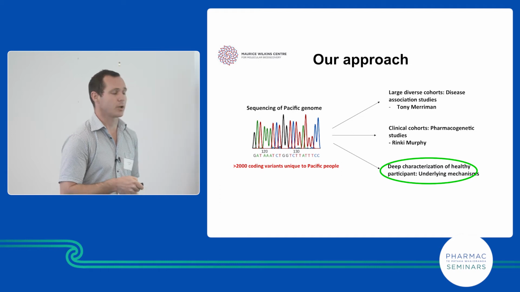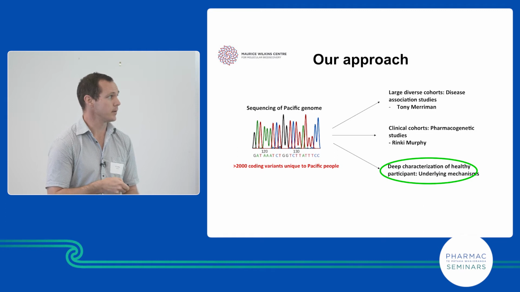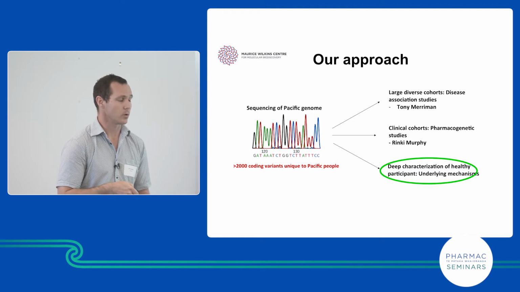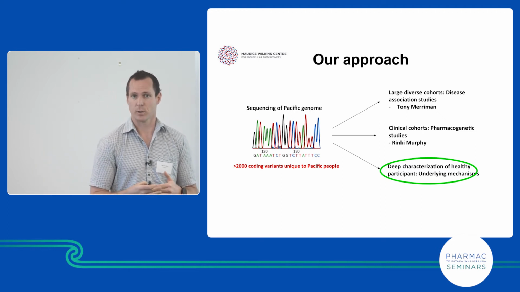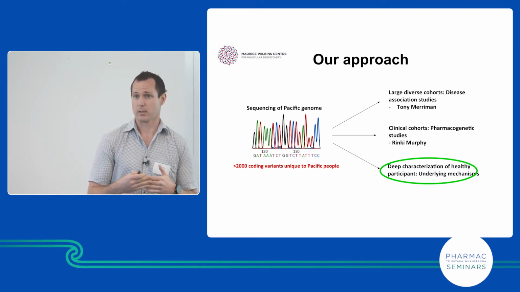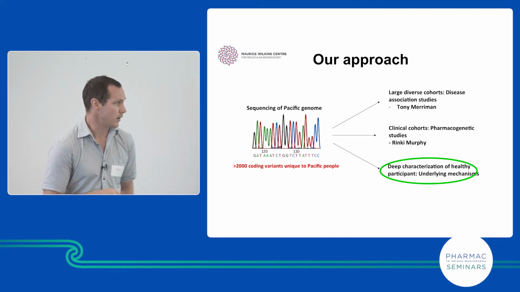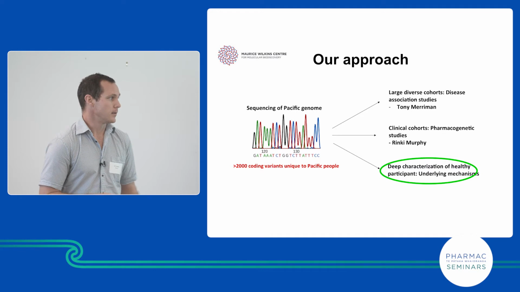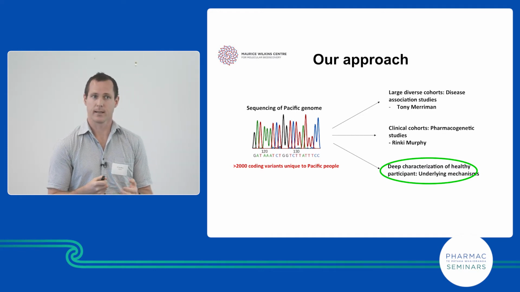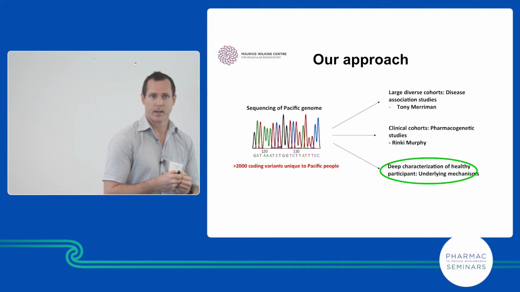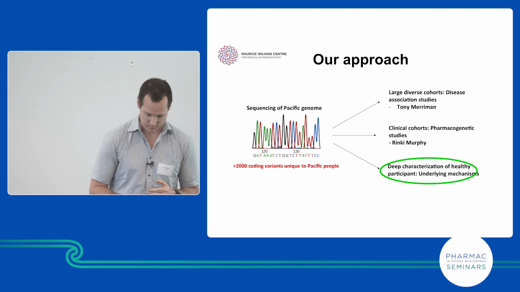So this is a large cohort where we're looking at associations between these variants and disease risk with Tony. Rinki, who already spoke today, is looking at more clinical populations where we can intervene to look at the relationship between drugs and treatment options and disease outcome. And what I'm going to spend the next 5 to 10 minutes talking about is our deeper characterization of healthy participants, to try and understand underlying mechanisms that might be understood before you get to a disease state, so the prevention rather than treatment option.